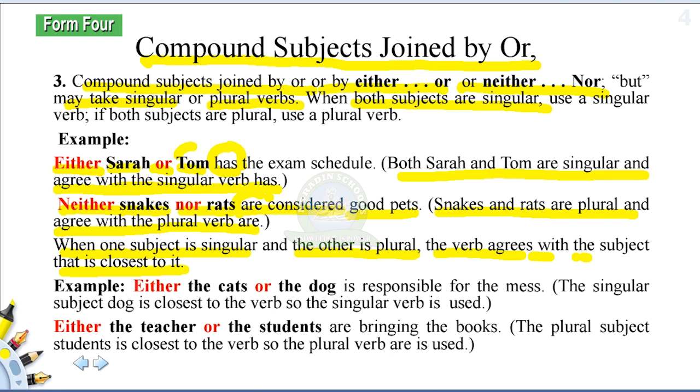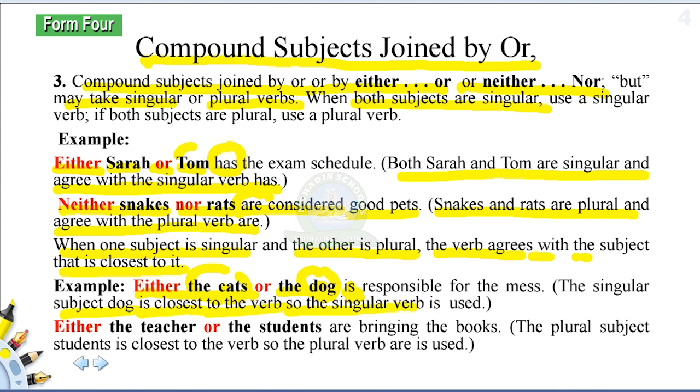For example, either the cats or the dog. You have two compound subjects, the cats and the dog. Either the cats or the dog is responsible for the mess. Since you don't consider the cats, but you have to consider the dog, because the dog is closest to the verb is. So the verb is. Do not say are. But if you say either the dog or the cats, here it becomes are. So either the cats or the dog is responsible for the mess. The singular subject dog is closest to the verb.